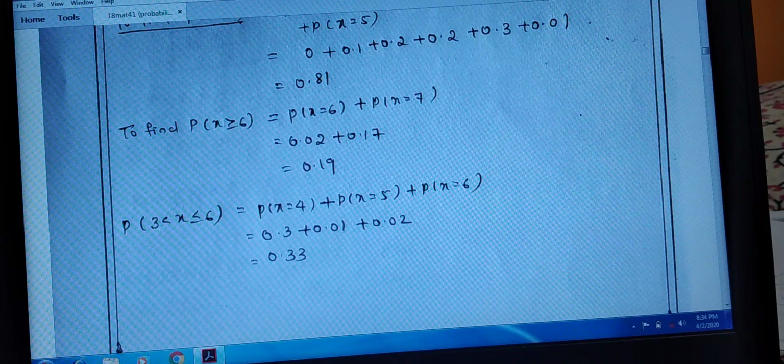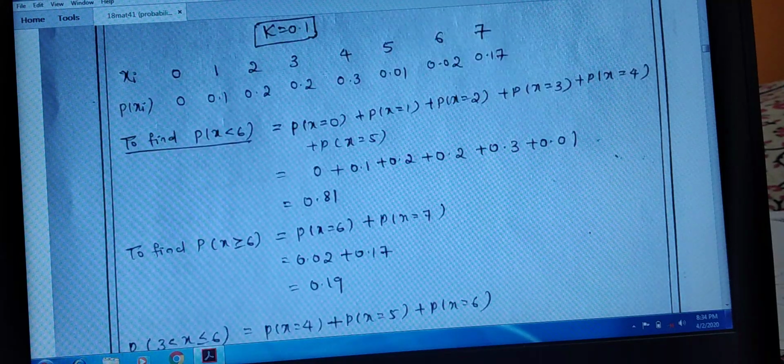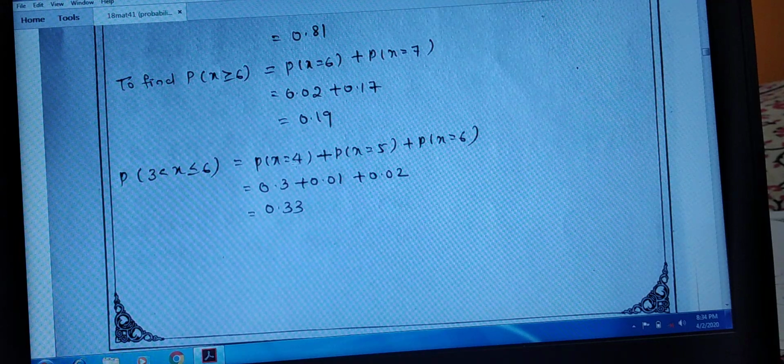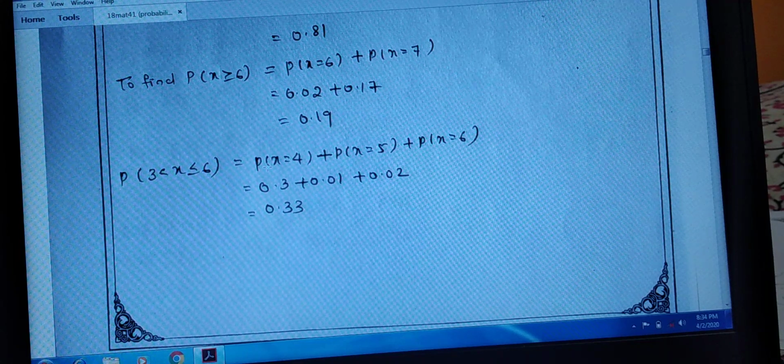Okay, so after 3, we should not include 3. After 3 we have 4, 5, and since we have the inequality less than or equal to 6, you should include 6 also. So we'll come back here. You can see probability of x equals 4. So we have not included 3. We are starting from x equals 4, and probability of x equals 5 plus probability of x equals 6.